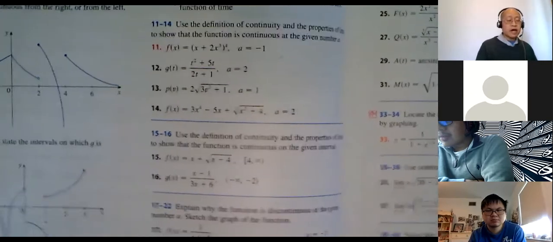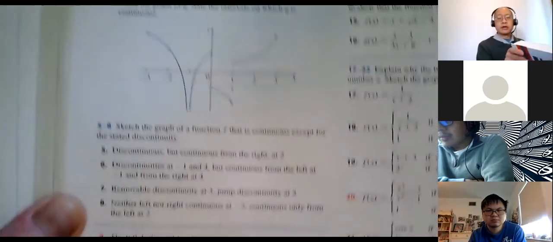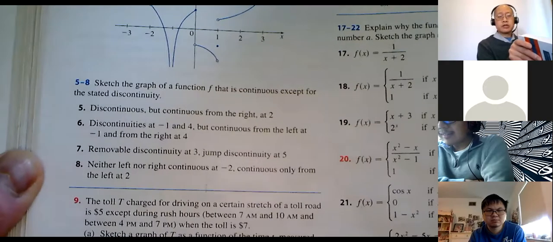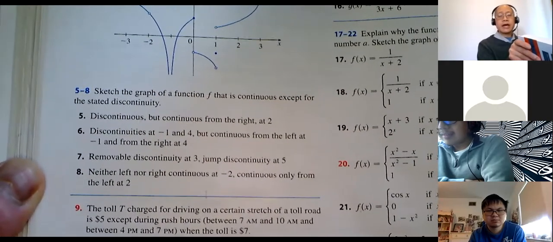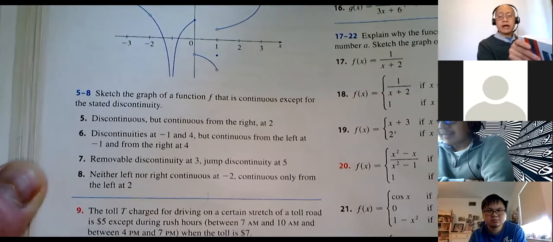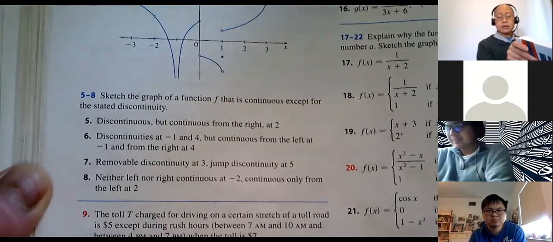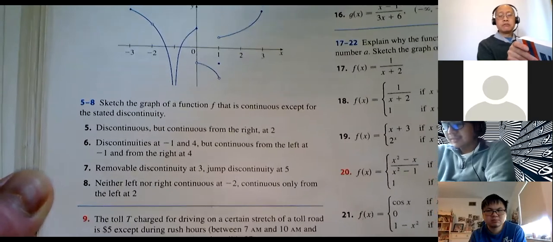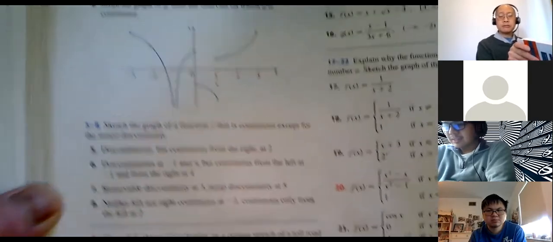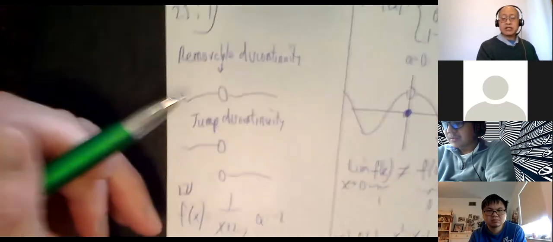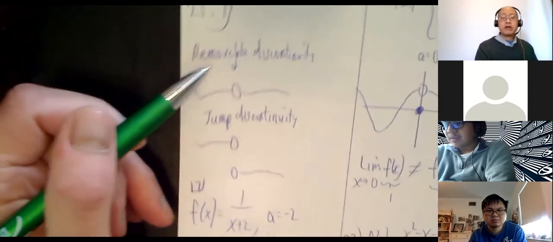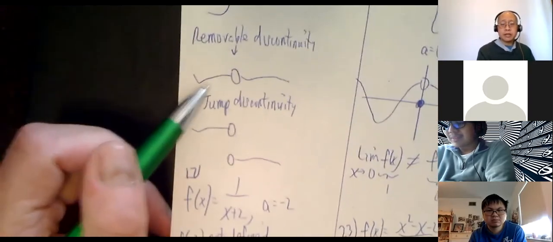Now number 7, I wasn't going to do, but I'll just give you a hint for it. Number 7 says removable discontinuity at 3, a jump discontinuity at 5. So I'm not going to do it, but I'll just talk about removable discontinuity and jump discontinuity. So what does that mean? This is not the answer, but I'll just tell you what it means. Removable discontinuity is something like this.